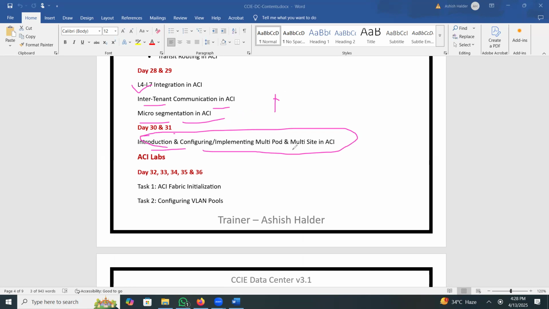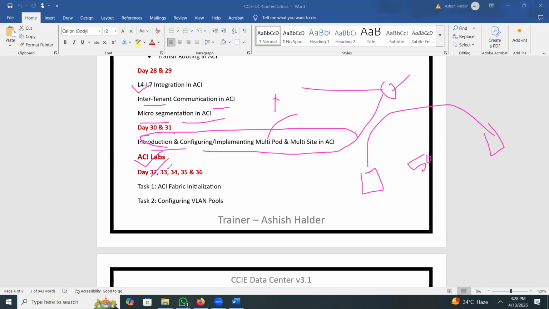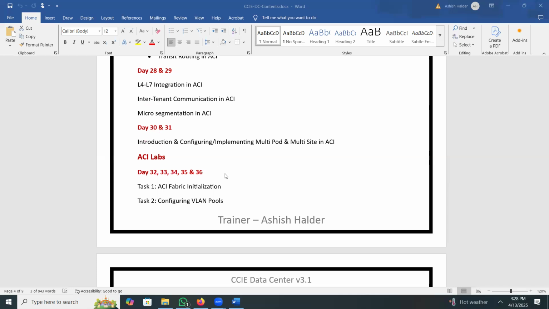Day 30 and 31, introduction, configuration, and implementation of multi-pod and multi-site. What is ACI multi-pod? What is ACI multi-site? ACI multi-pod is basically for latency of less than 50 milliseconds. If the latency is within that, then we can configure ACI multi-pod. If we have multiple sites over long distances, then we can configure ACI multi-site. I will discuss everything. Then ACI labs, I will go for ACI labs on day 32, 33, 34, 35, and day 36. Okay, so I will show you the lab as well.